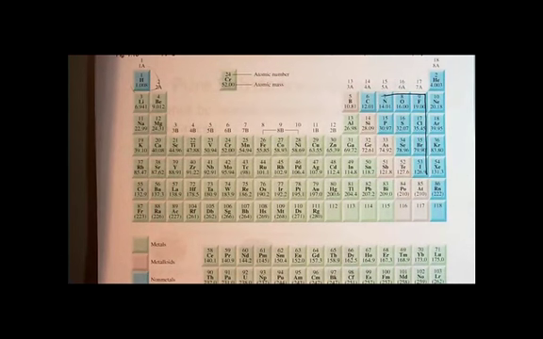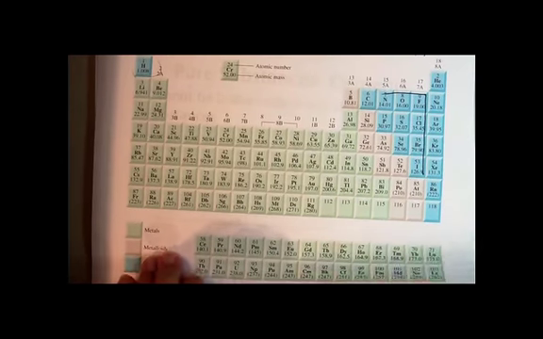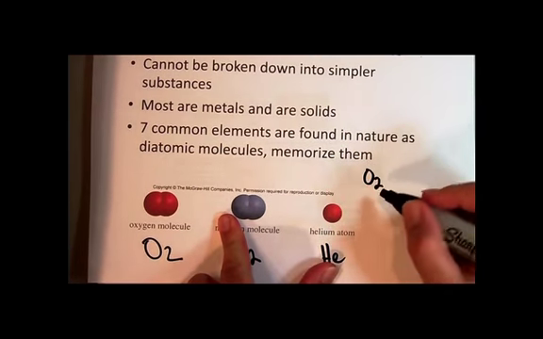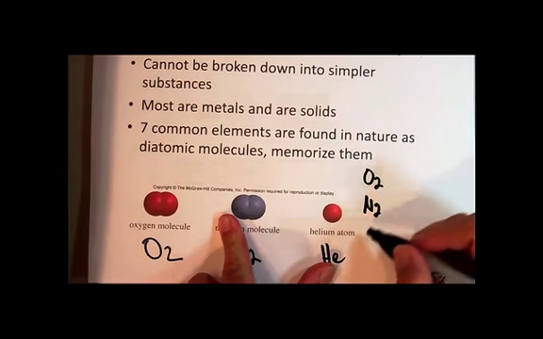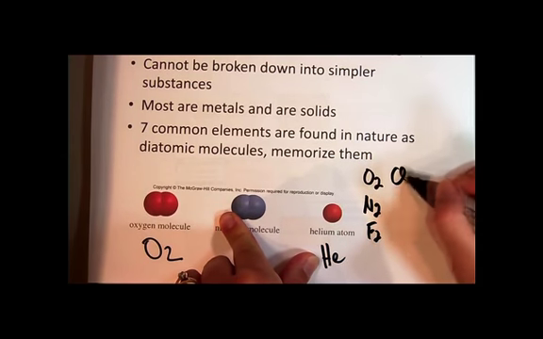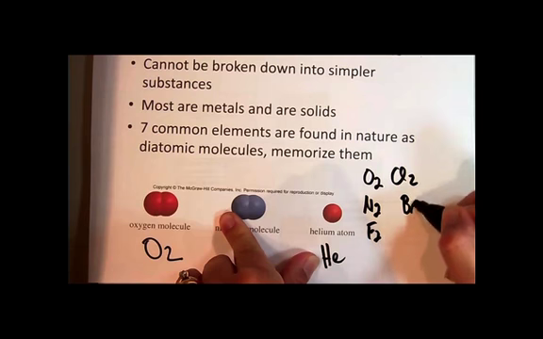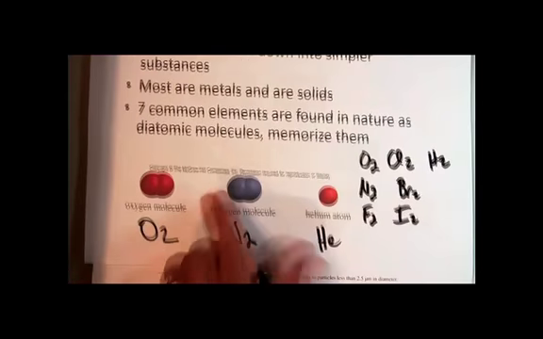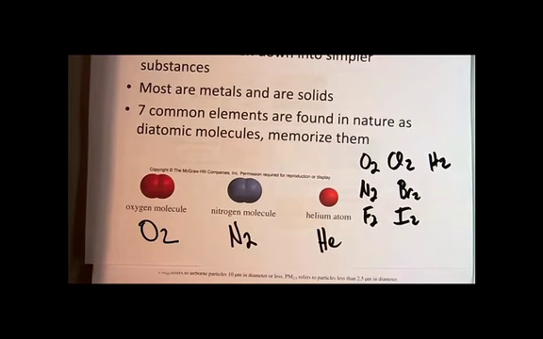So when we write them, for example, later on when we're looking at chemical reactions, we always have to write them as they exist. So oxygen, O2, nitrogen, N2, fluorine, chlorine, bromine, iodine, and of course hydrogen. Those are the 7. All other elements can exist as single atoms in nature.